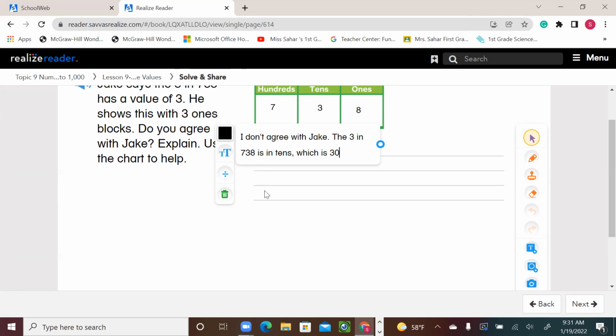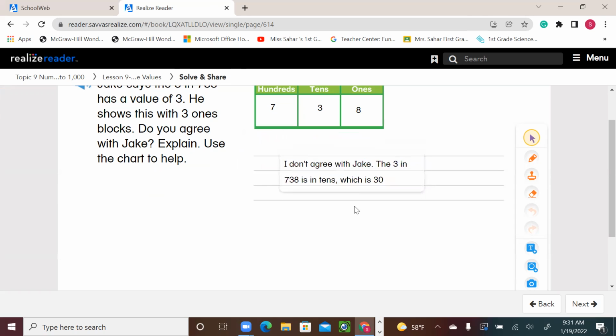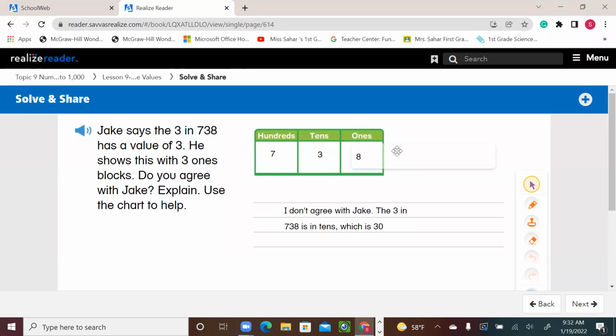Okay. So it's not 3. So let's put this down. So no, I don't agree with Jake because the 3 in 738 is in the tens, which is 30. The value for it is 30. And then you put the numbers in your chart.